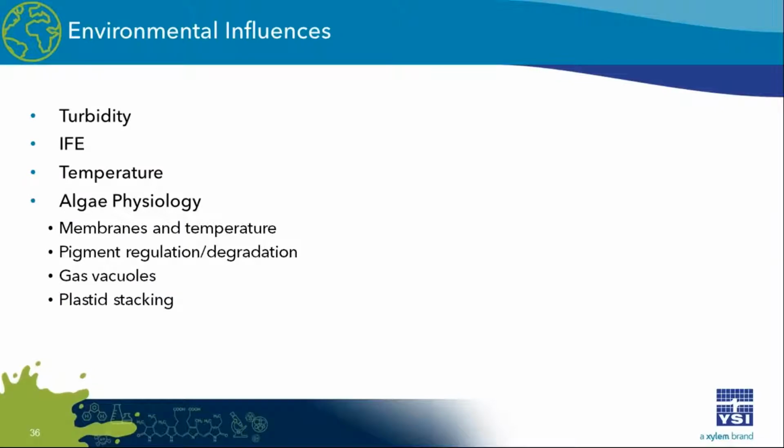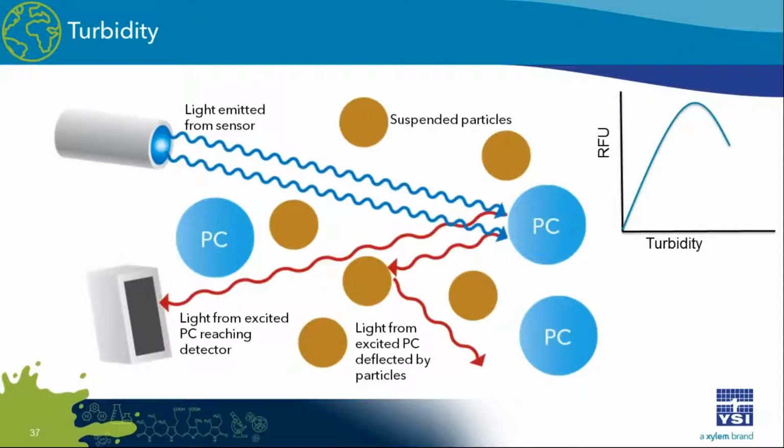So let's talk about some of the environmental influences that affect your readings. And again, I'm not trying to freak people out here. I want you to understand what you're really measuring and what can be impacting your measurements. So let's talk first about turbidity. Most of us that do water quality monitoring have an idea of what turbidity is, but let's look at how turbidity can affect your algae monitoring.